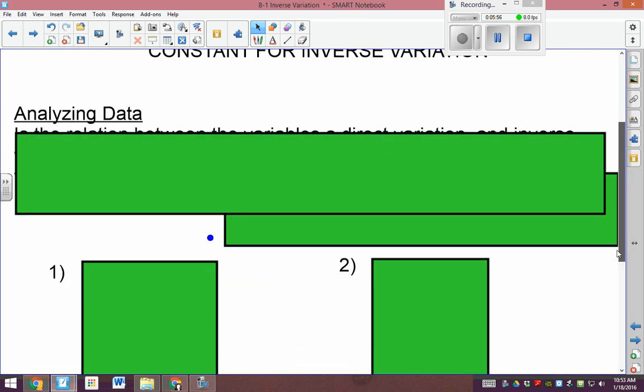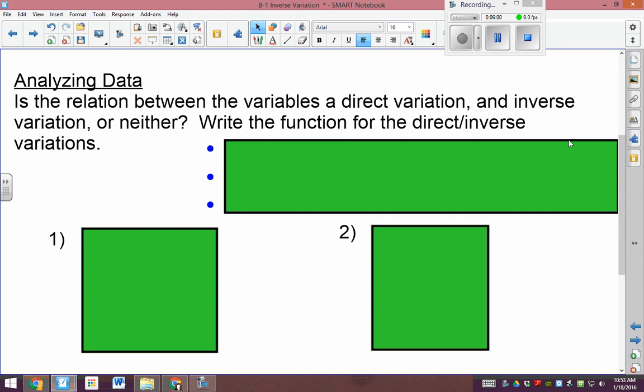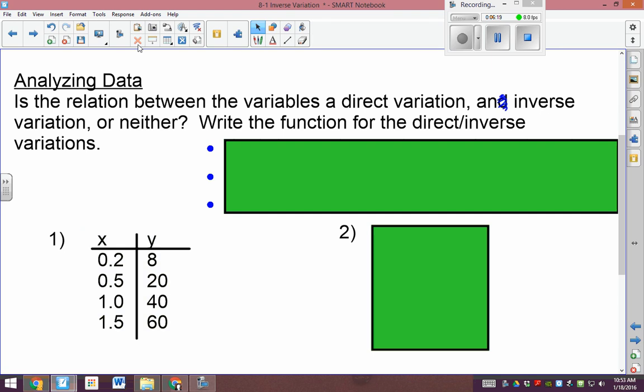All right. So here are some examples similar to what you're going to see out of the textbook. It says, is the relationship between the variables a direct variation and inverse variation, or neither? If it's direct or inverse, we are supposed to write the equation, and that means that we'll need to know the k values. So we just have a data set here.